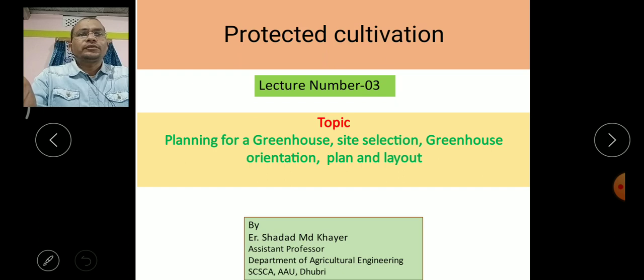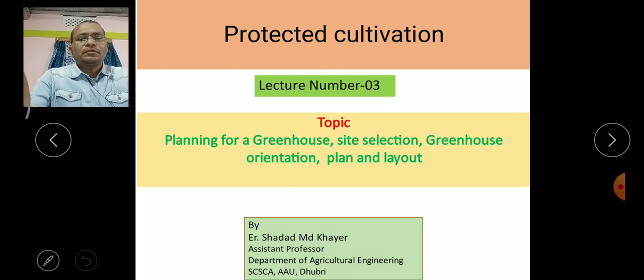Before this lockdown, in our regular classes, we discussed a brief introduction of greenhouses, types of greenhouses, microclimatic parameters of greenhouses, and a brief description of all types of greenhouse shapes and sizes. So today's lecture after that is the planning of a greenhouse: site selection, orientation, and plan and layout.